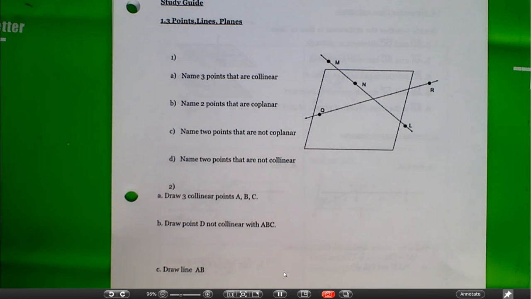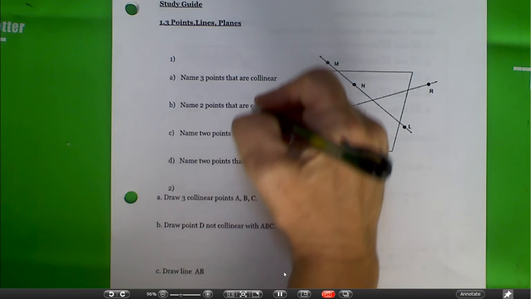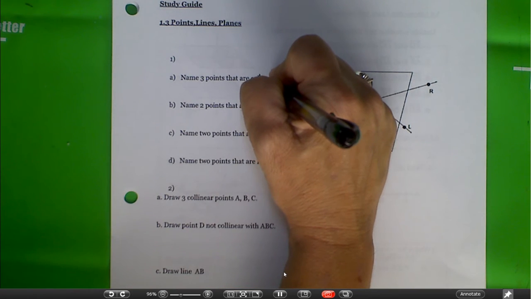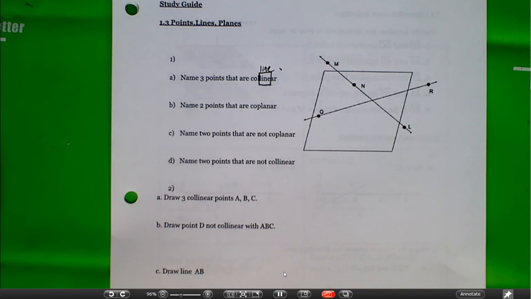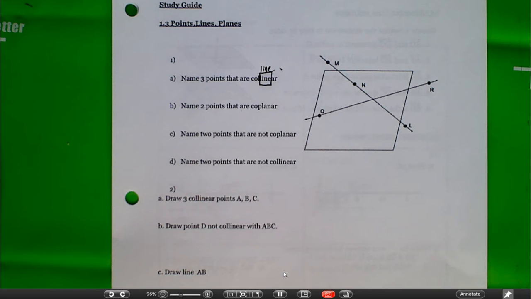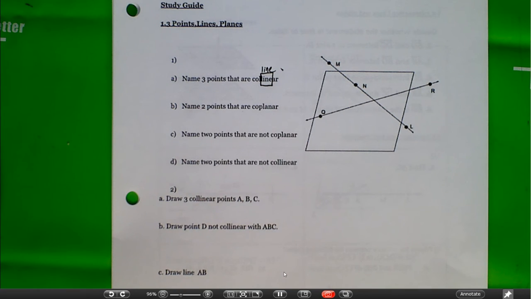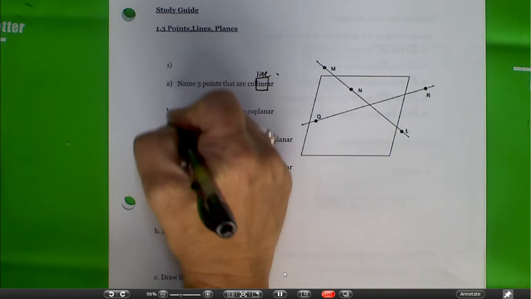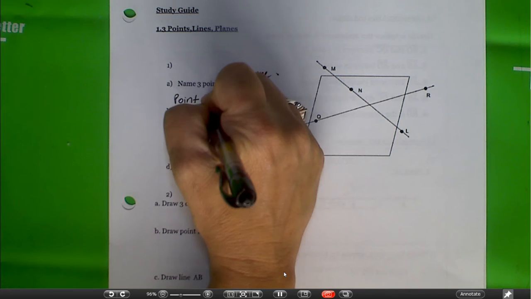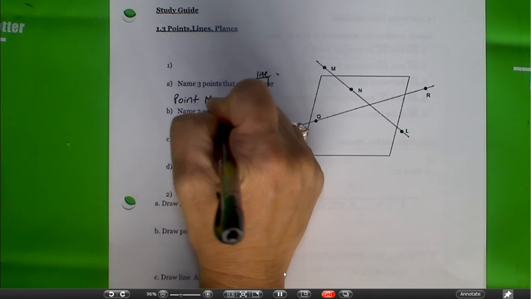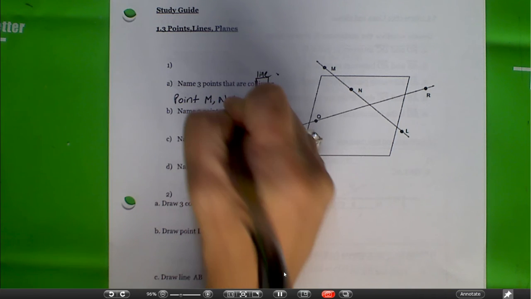First question: name 3 points that are collinear. I want to remind you that the word line is in collinear. So 3 points that are collinear means 3 points that are on the same line. I hope you got that right. It is point M, N, and L.